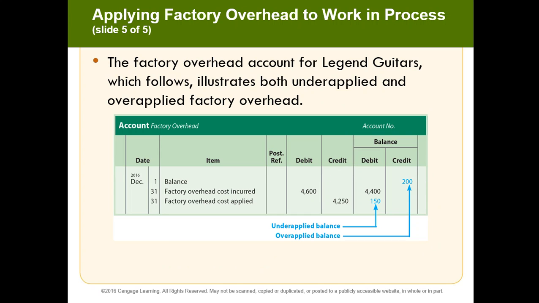All right, so here is our factory overhead account for Legend guitars that we're going to look at. And it's going to show both sides of factory overhead, under applied and over applied. So here we are at December 1st. We have a credit balance that has come forward from the beginning, or left over from November. So at the end of November, I had a credit balance in my overhead account.